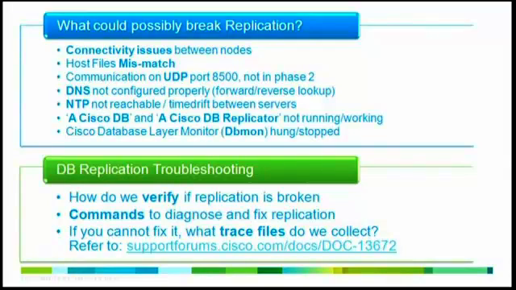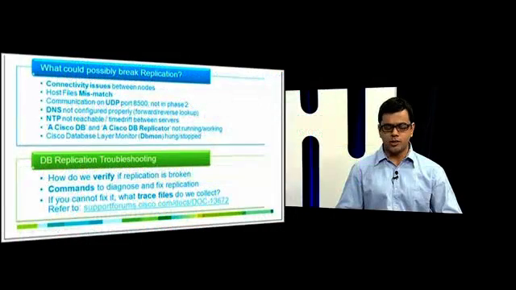Moving on, a very critical one, which is DNS. Most people tend to overlook this. A lot of times what happens is people would go and do their IP addressing change and forget to update the DNS servers with the respective change. So forward and reverse lookup is extremely critical for DB replication to set up correctly.